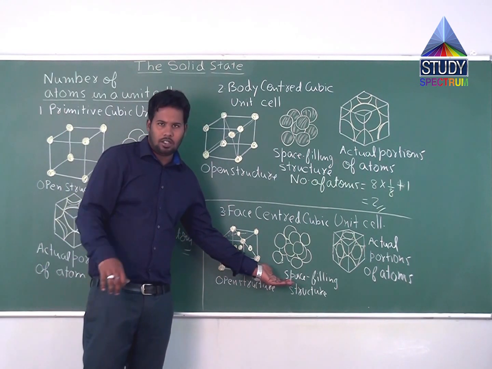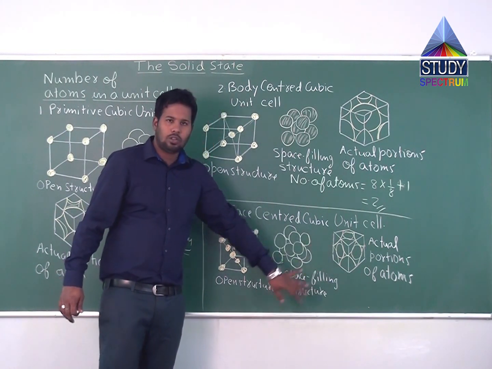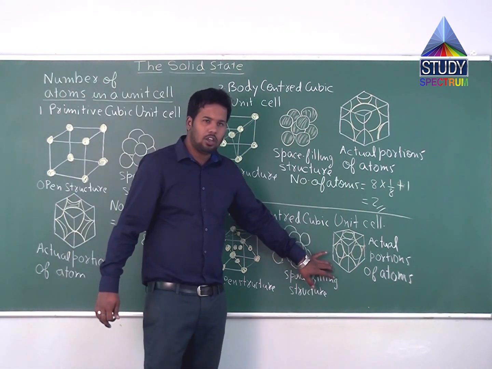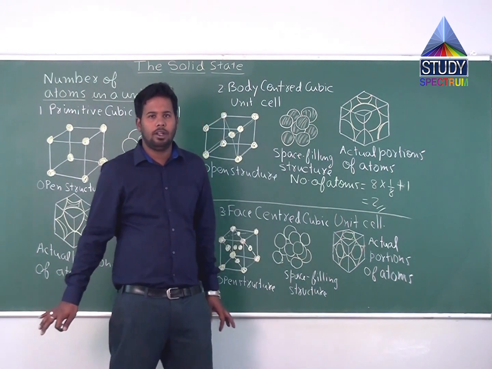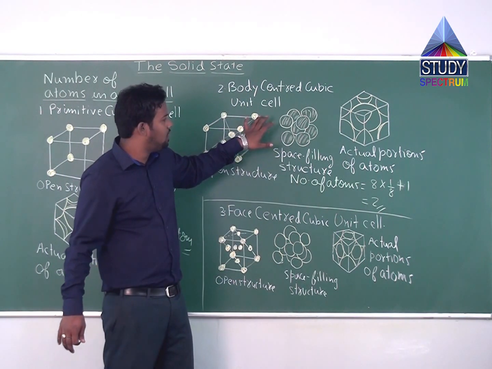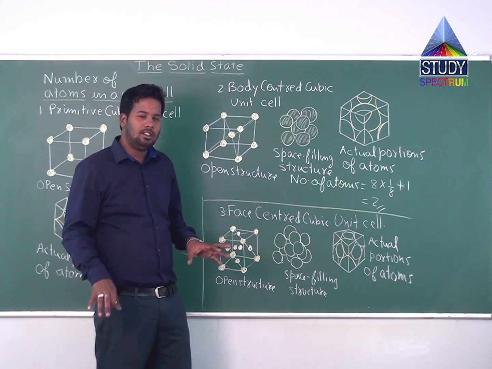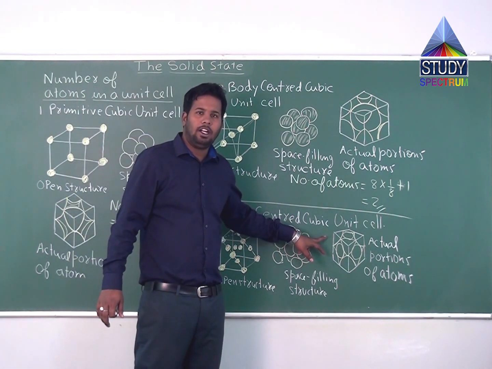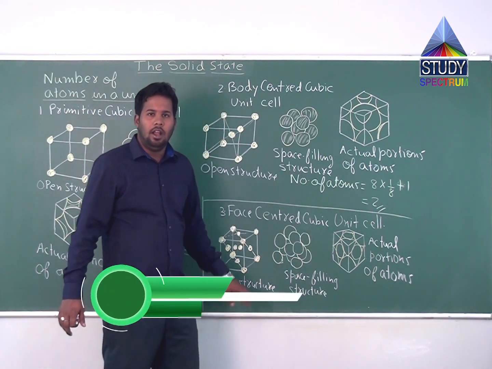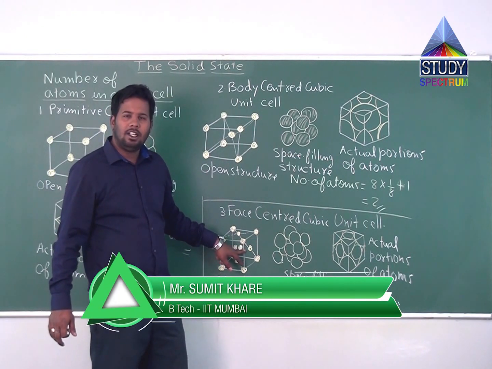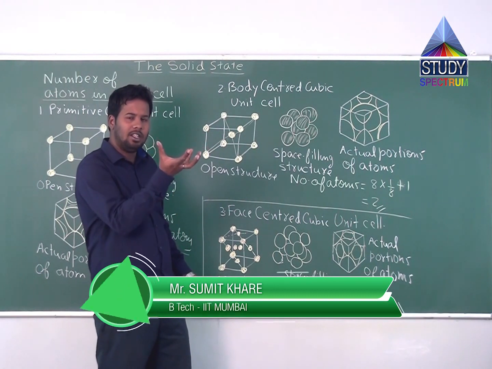This is the space filling structure which we will see with the yellow squares, and these are the actual portions coming inside the cube. Similarly, as we have talked about in the primitive cubic unit cell and seen in the body-centered cubic unit cell, at the corners atoms are placed, and from each corner 1/8 portion of that atom comes inside this particular cube, correct? Now there is an atom placed at the center of each face in the face-centered cubic unit cell, and exactly half of that comes inside the cube.